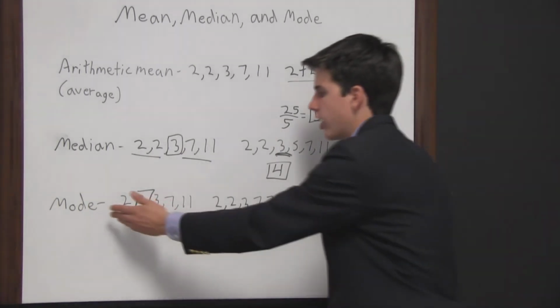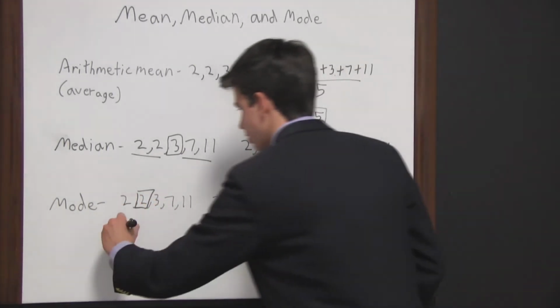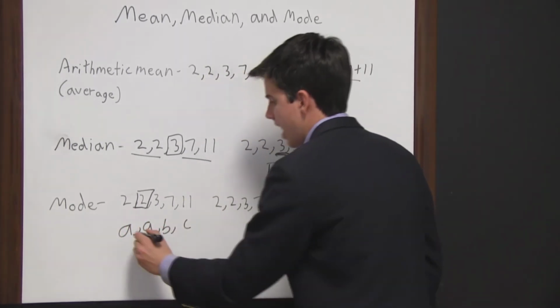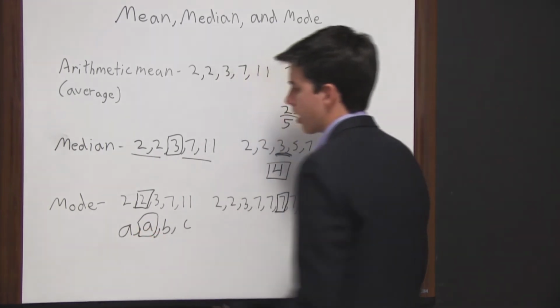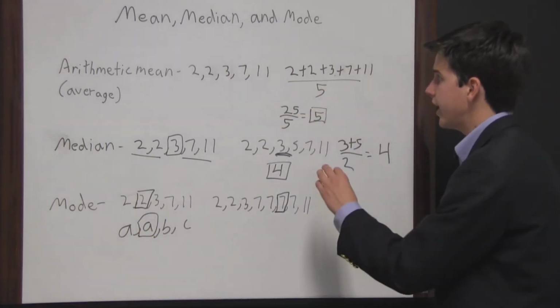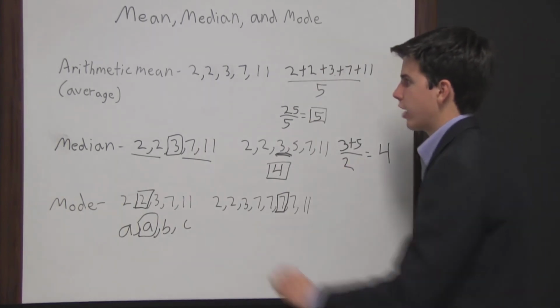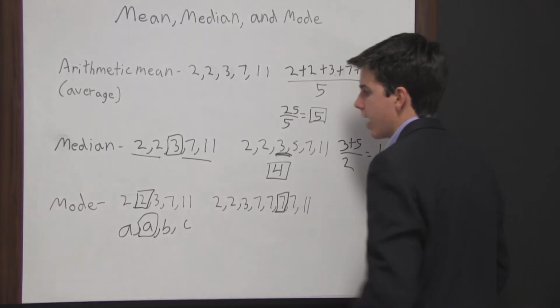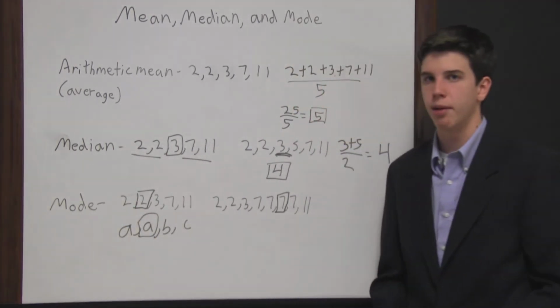And then mode can also be applied to other things, like if we had letters. We could do A plus B plus C, and A would be the mode. A is the most commonly occurring letter. So that's a quick look at mean, median, and mode. Remember that arithmetic mean is basically an average, median is the middle number, and mode is the most frequently occurring number.